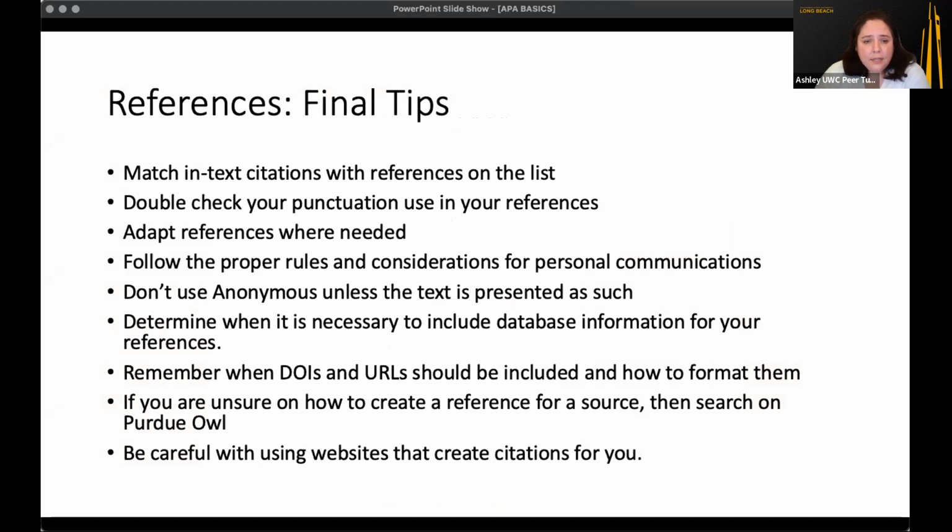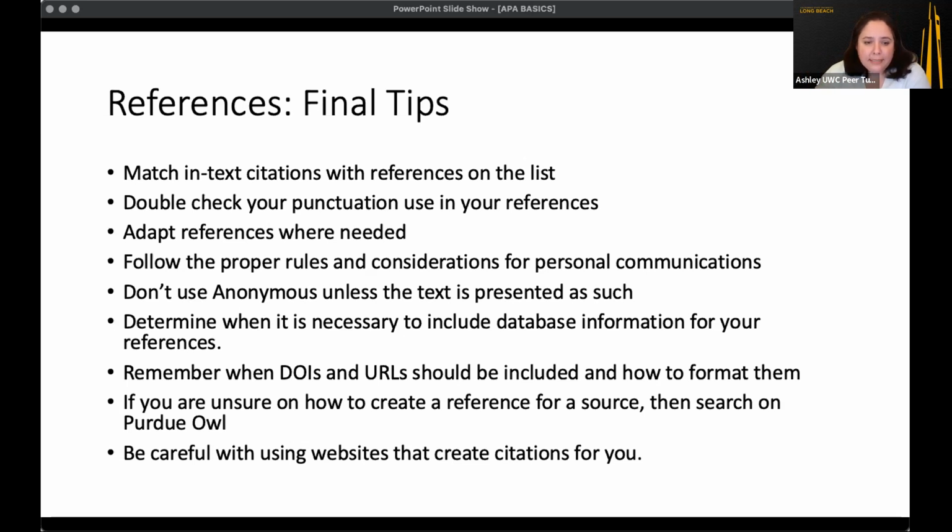Match in-text citations with the reference list. Make sure everything that's in the reference list is in your in-text citations, and make sure your in-text citations are in your reference list. Double check your punctuation use in your references. Sometimes there are periods and commas. It depends on how detail oriented your professor is. They might knock off points, they might not.